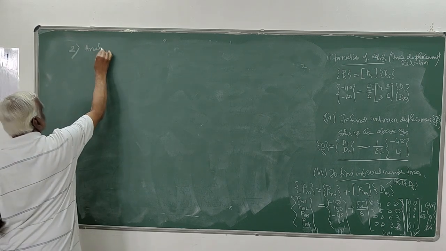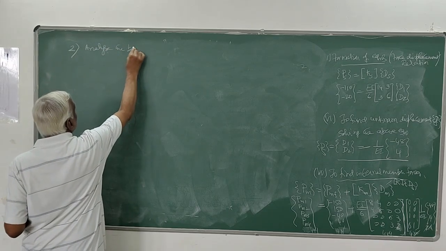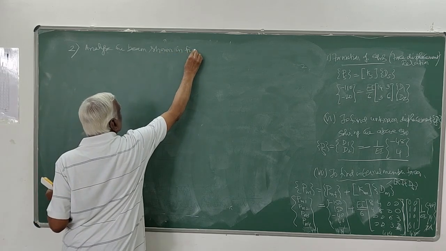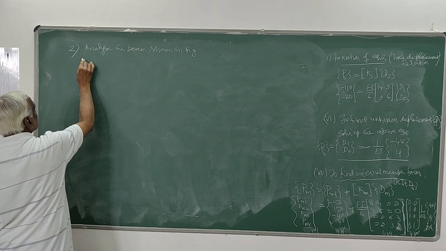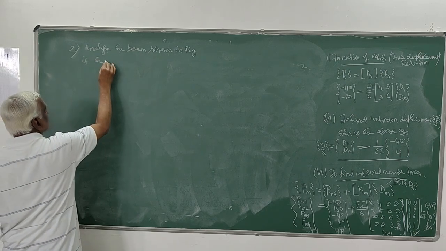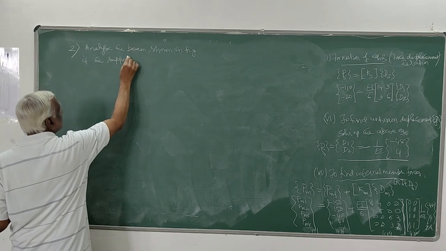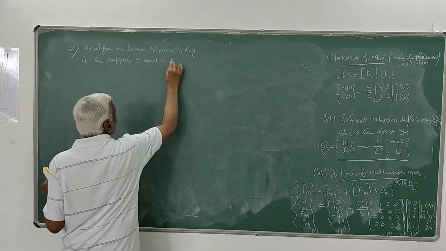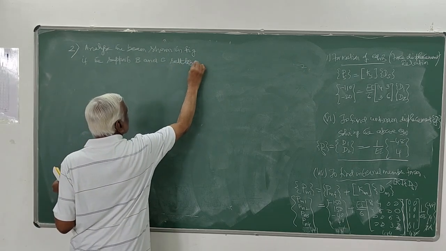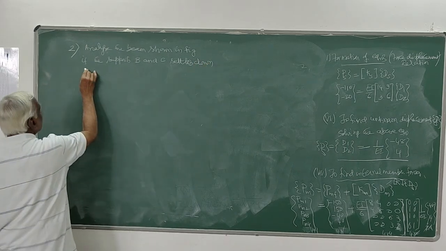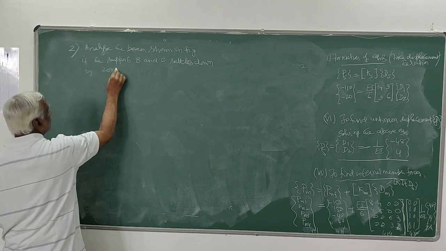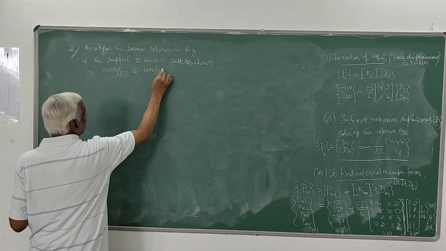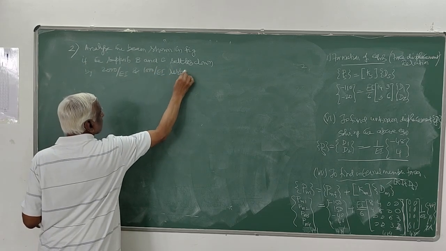So another, B, showing figure. This is, suppose, B and C settles down by 2000 psi and 1000 psi respectively.